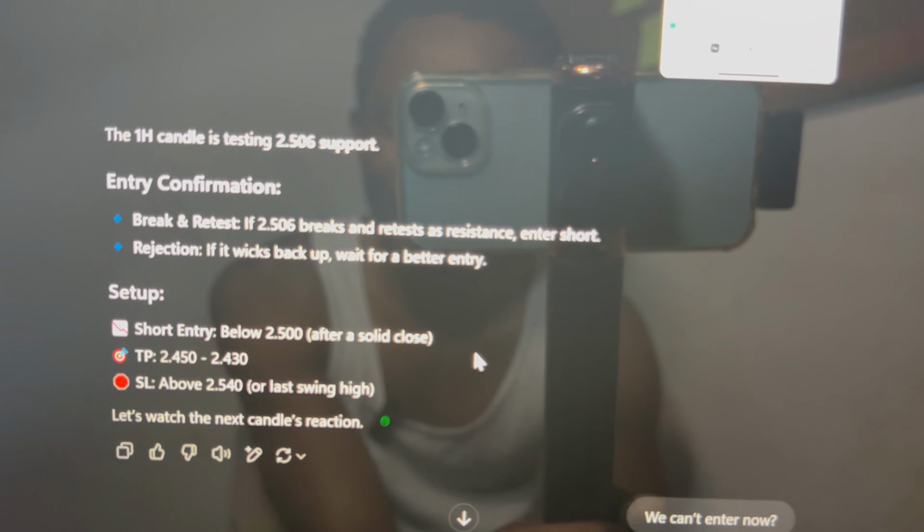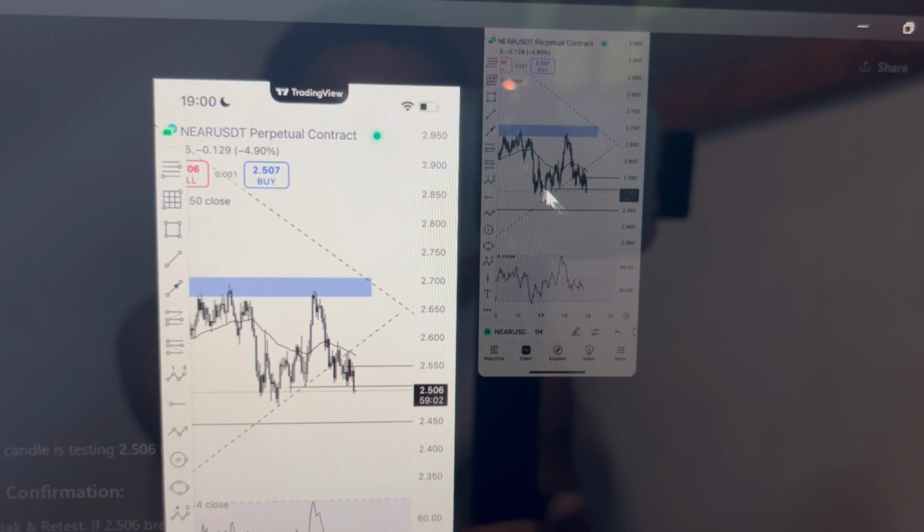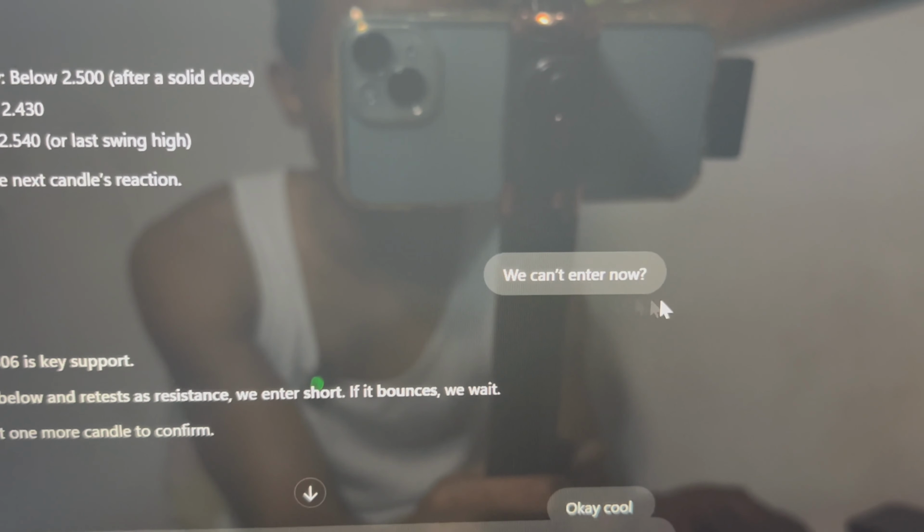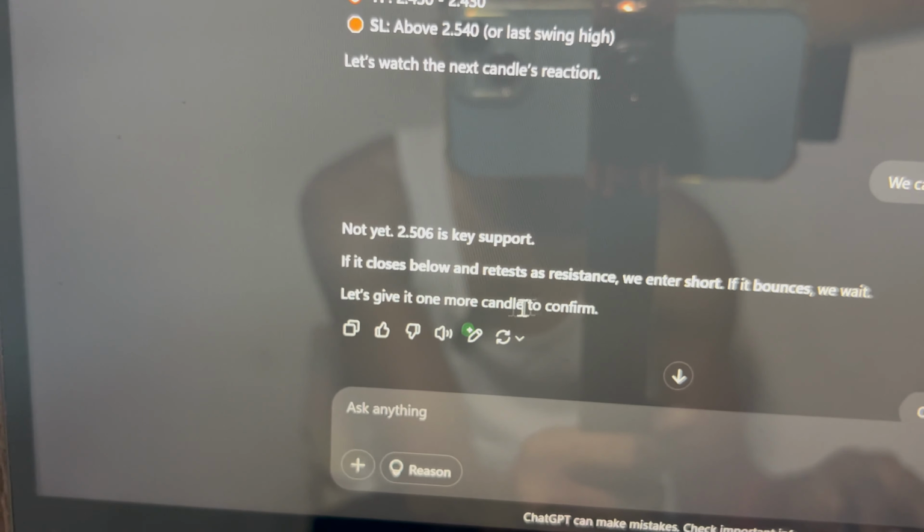Exactly. So before I sent this chart, I was about to enter the trade, but ChatGPT said no, don't enter, not yet. See, I even asked if we can enter now, and it said no, not yet. Let me play it for you.